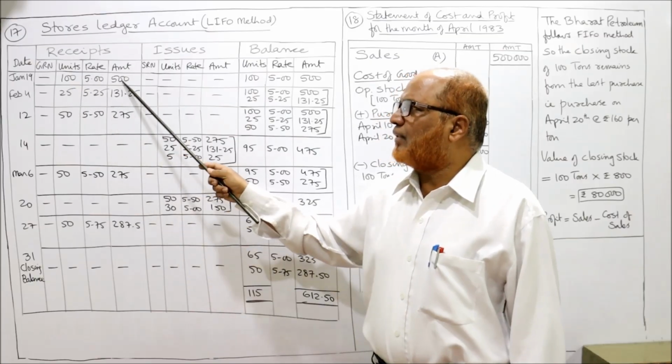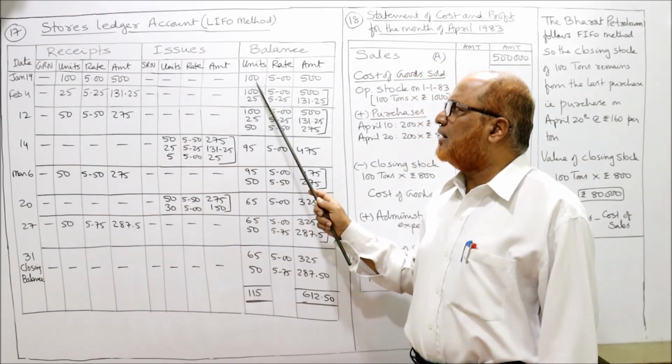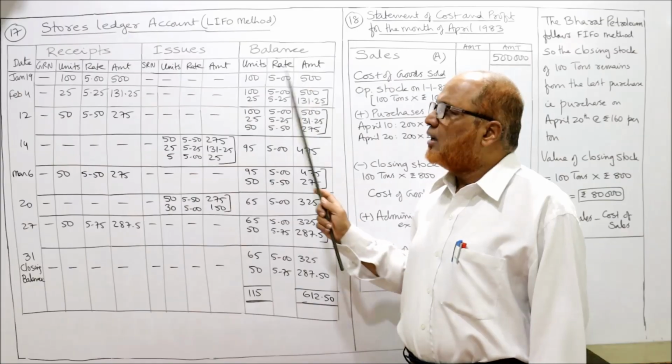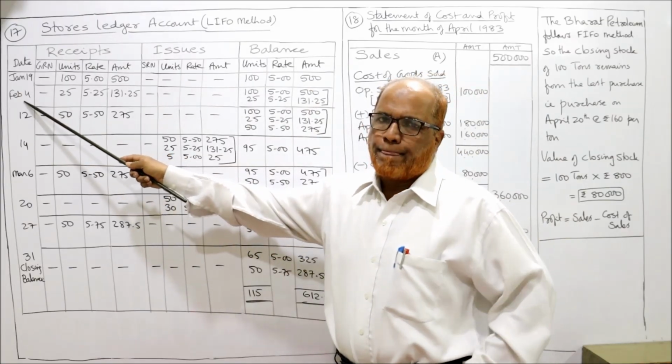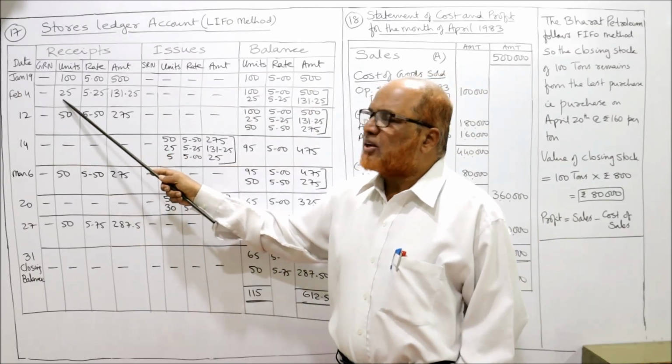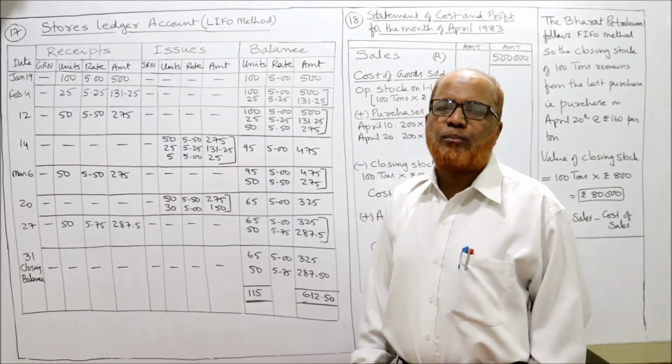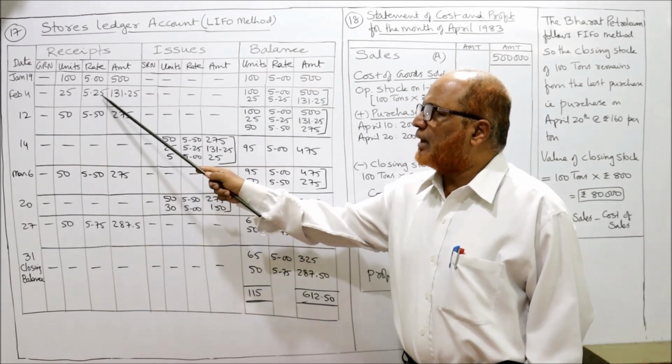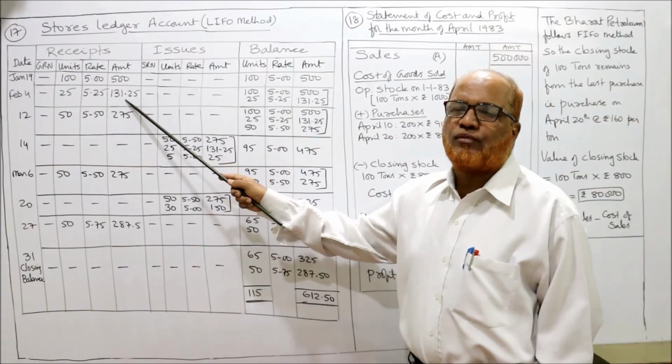So 100 into 5, 500. Take the balance: 100 units, 5 rupees, 500. Now February 4th, there is a purchase of 25 units at 5.25. So 25 into 5.25, 131.25.